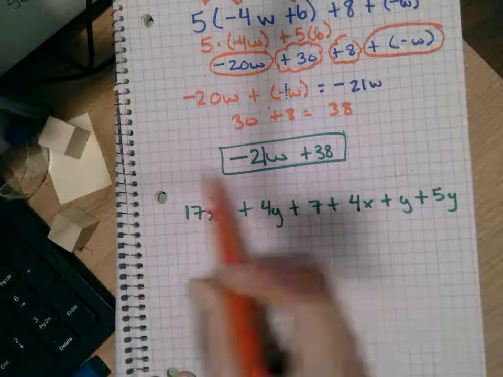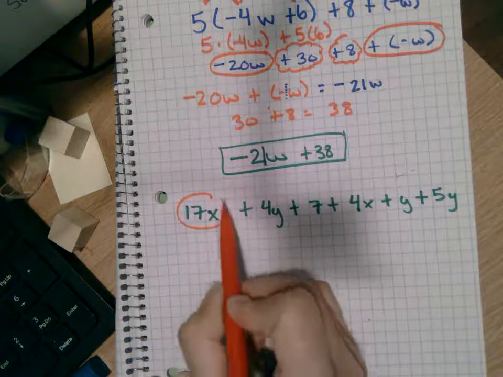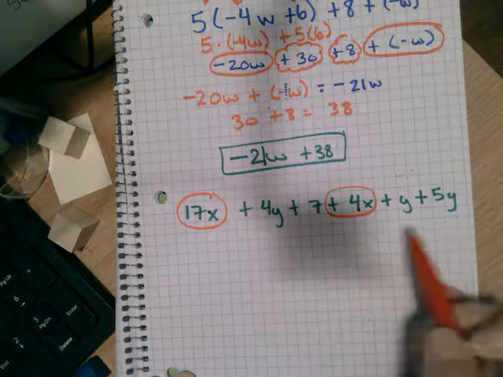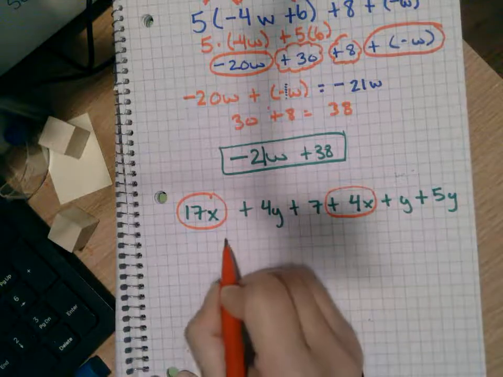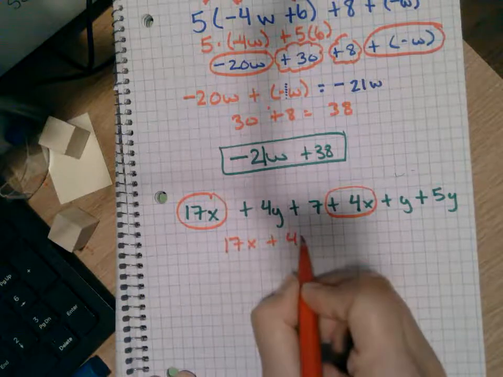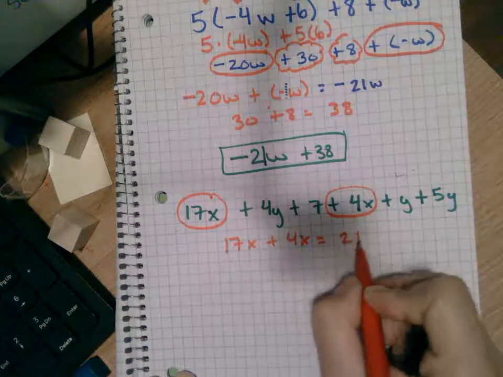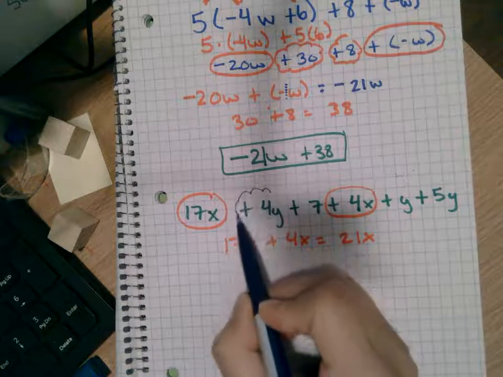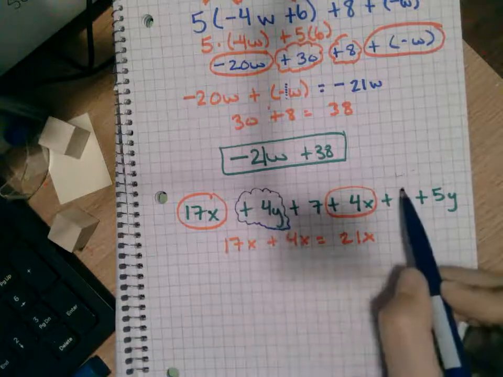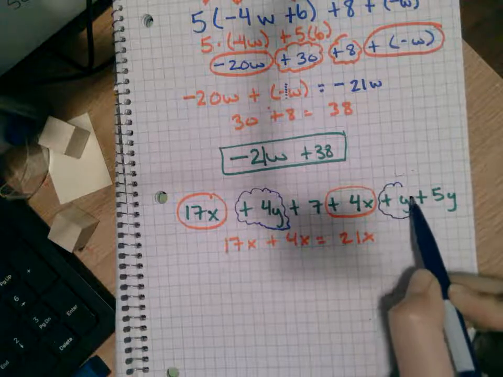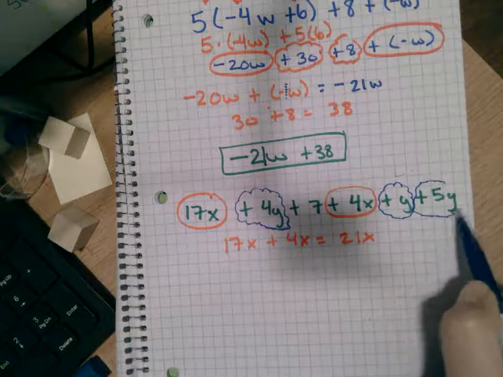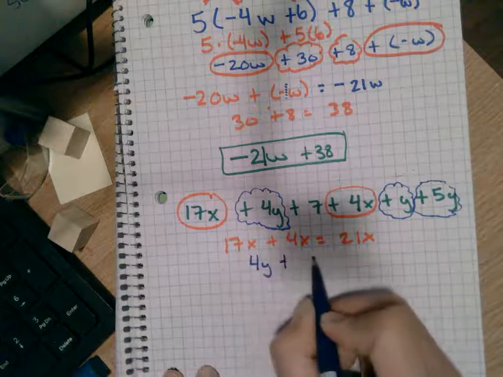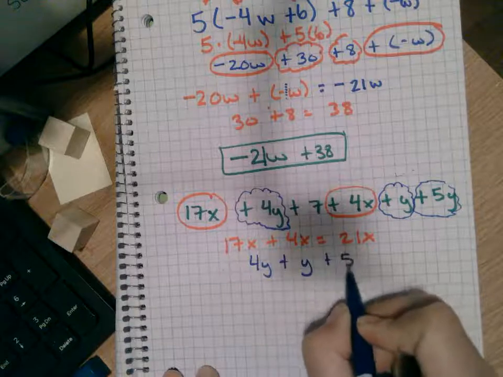So let's see, there's no distributive property. So I'm going to circle all my x's with the operation that's in front of it. Okay, so I've circled all my x's. So 17x plus 4x is equal to 21x. And then I'm going to bubble in my y's. They're different variables, so I can't put them together if they're different variables. They mean different things.